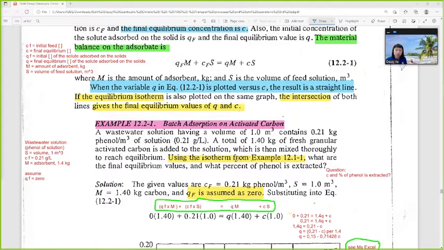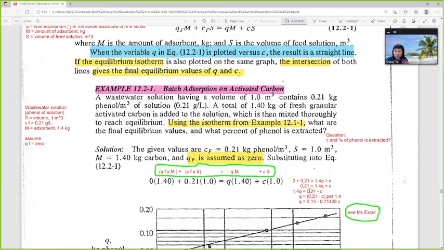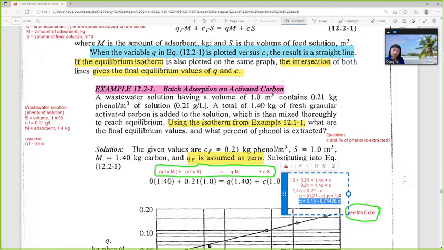Okay, after we know the data, we make a material balance: Qf.M plus Cf.S is equivalent to Q.M plus C.S. We put the data in here, and then after that you have to rearrange from the left to the right side, and we get Q is 0.15 minus 0.7142.8 C, here.